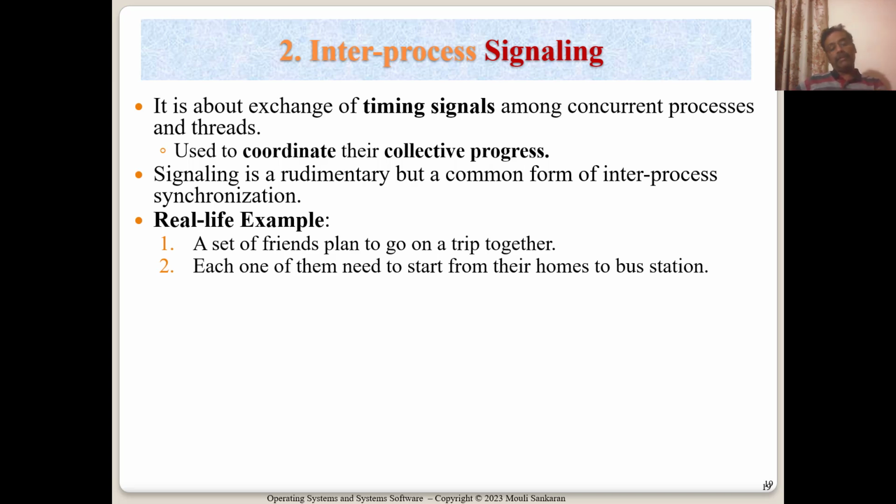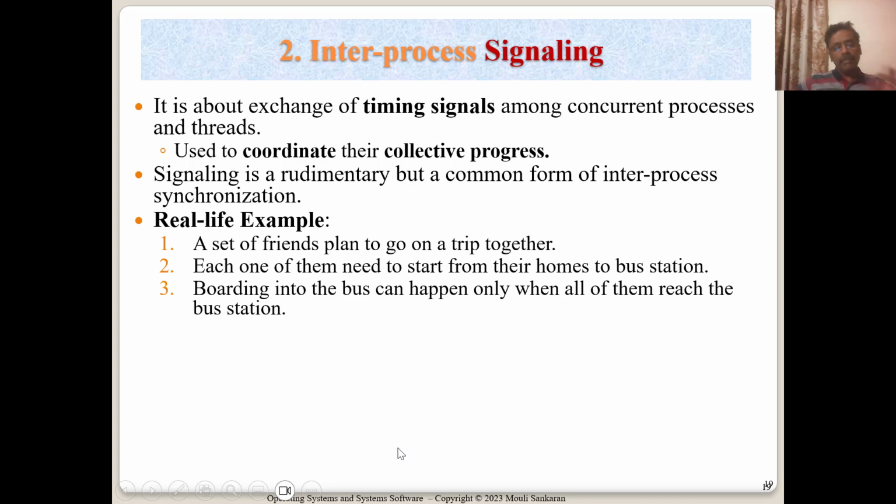But they're all coming from different points, and the time they take to reach the bus stand will be different. It depends on the time of the day, the traffic on the way, whether they are coming on foot or by some vehicle, or whether they started late or were held up by some event on the way. So each of them reaching the bus station is independent of the others, because they are coming from different parts of the city, but all of them need to be there before the event of getting into the bus happens.